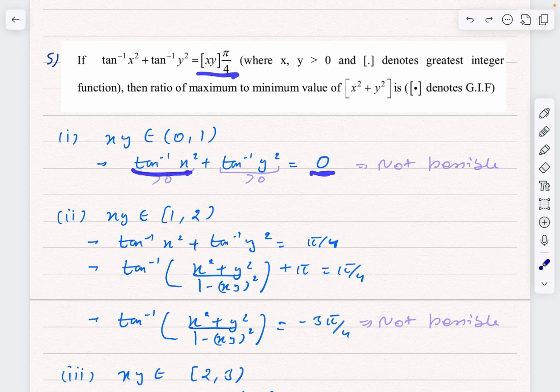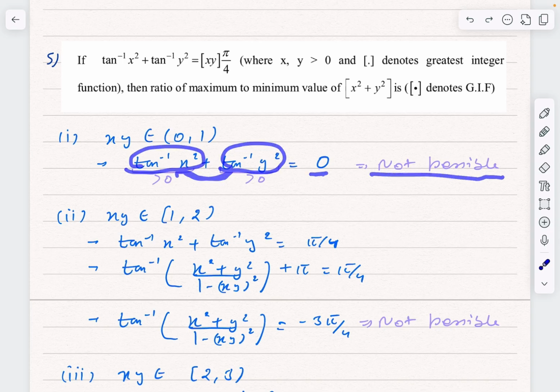So you get tan inverse x square plus tan inverse y square equal to 0. You see x and y both are greater than 0. So this value will also be greater than 0. This is also greater than 0. So sum of two positive numbers cannot be 0. So it will be not possible.